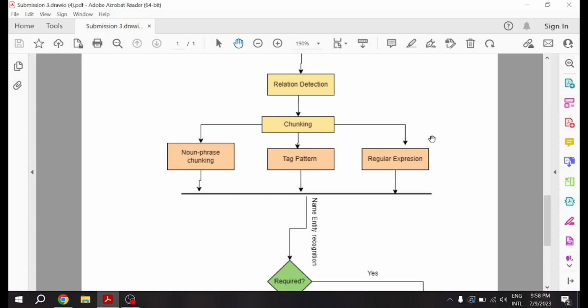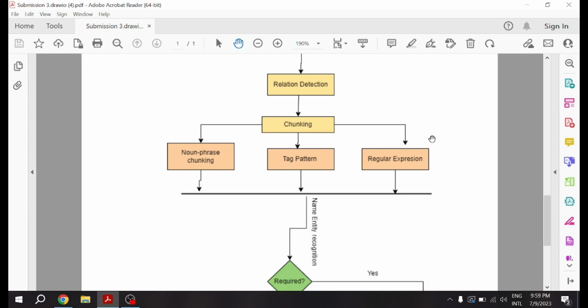Tag patterns. Tag patterns refer to the patterns or sequences of part of speech tags that indicate the structure of a chunk. POS tagging is the process of assigning a part of speech to each word in a sentence. By analyzing the POS tags of constituent words, tag patterns can be identified that correspond to different types of chunks.